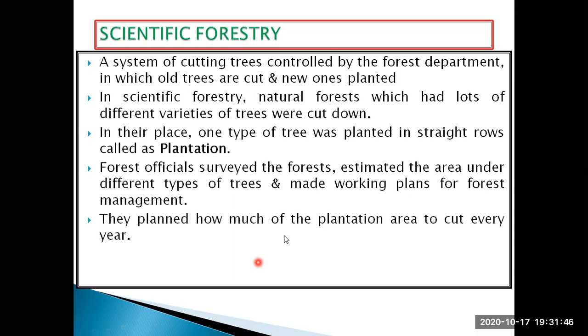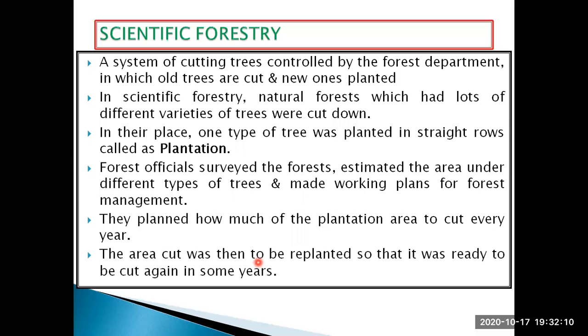They planned how much of the plantation area to cut every year. That is most important over here. That is, how much area they will clear, cut, every single year. That was also part of planning, and that was also taught under scientific forestry. So these were the things brought in by Dietrich Brandis.